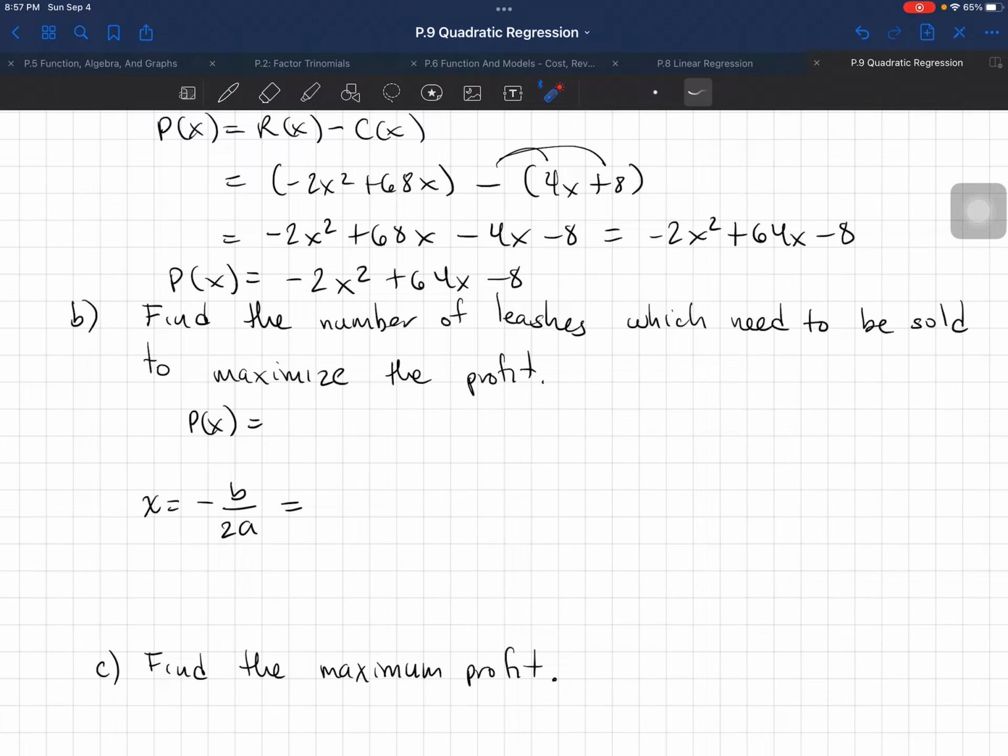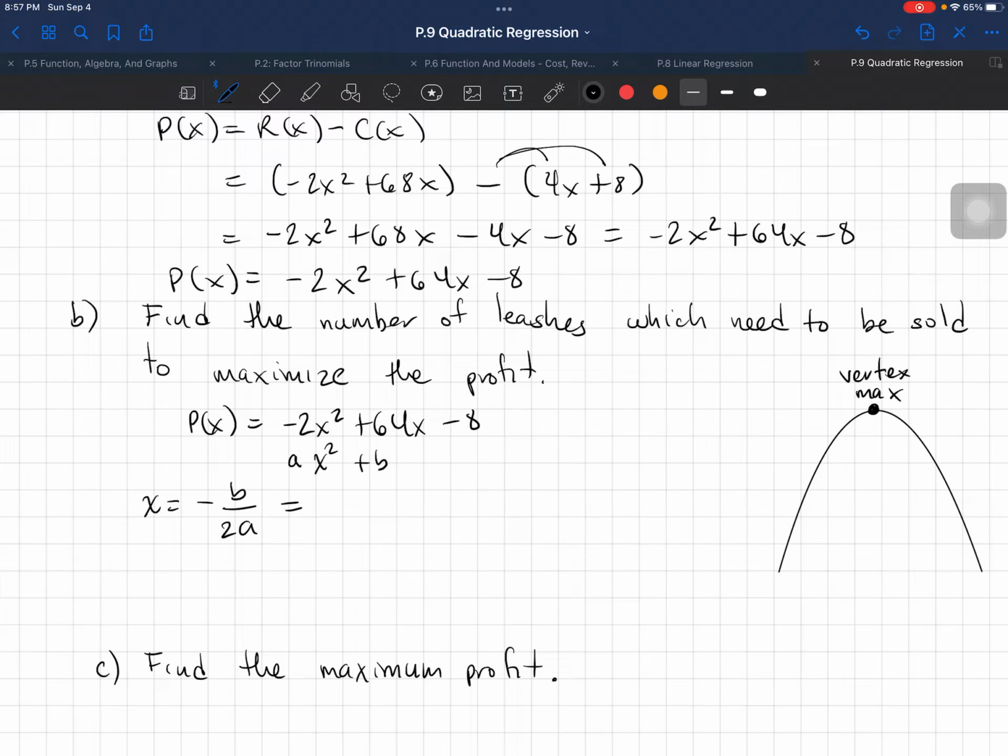So to find that maximum value, we mentioned last time that we need to use the vertex, right? That is the vertex. So I'll make a quick picture here, and here is the vertex, right? The vertex is the max. And so let me write down the equation over here as well. Okay, so we also said last time that this corresponds to your a, this corresponds to your b, and this corresponds to your c, right? So your a is negative 2 and your b is 64.